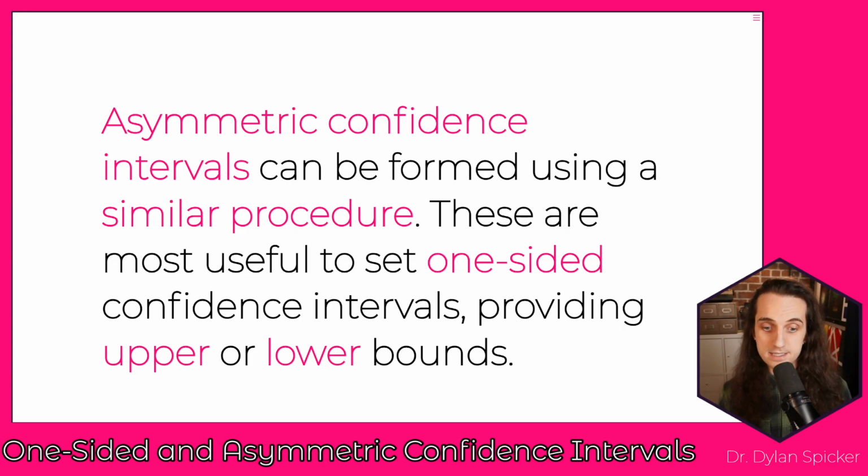Okay, and so asymmetric intervals can be formed using a similar procedure to the symmetric intervals. They're typically going to be most useful if you take them to be the one-sided intervals, which will provide either an upper or a lower bound, but there's nothing stopping us. We can get as creative as we want when we're forming these intervals, and the key thing that we need to notice here is that as long as we have 1 minus alpha probability sort of contained under the curve, then it's going to be a valid confidence interval, right? And so however we want to distribute that is entirely up to us. It's just some choices are going to make more sense than others.